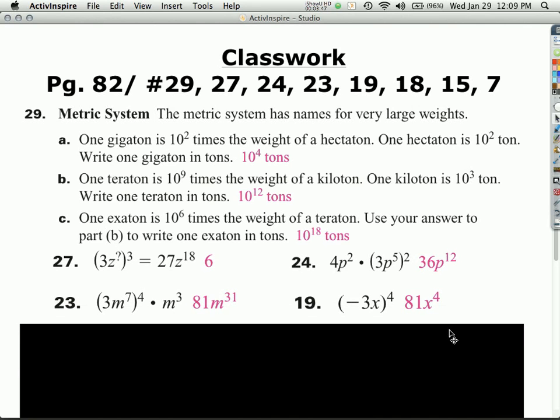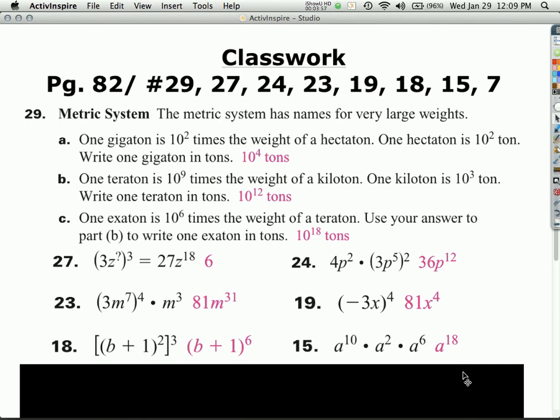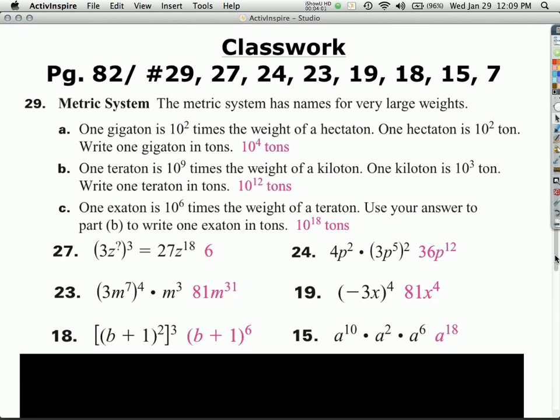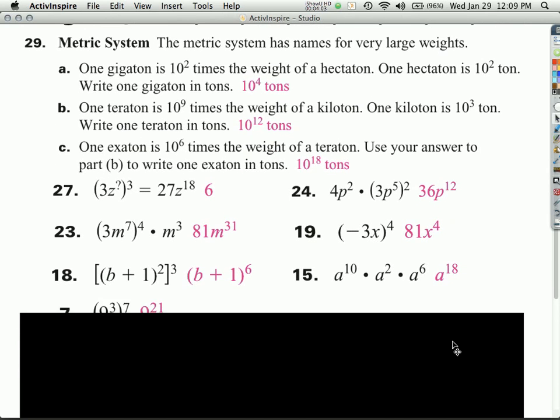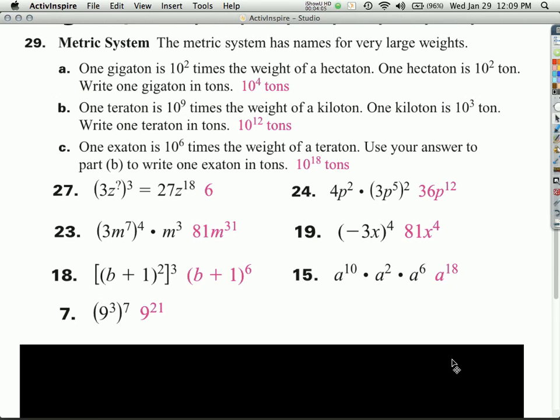23. 81 m to the 31st power. 19. 81 x to the 4th. And then from there, got pretty basic. B plus 1 to the 6th. A to the 18th power. And 9 to the 21st power. Yes, Keziah.